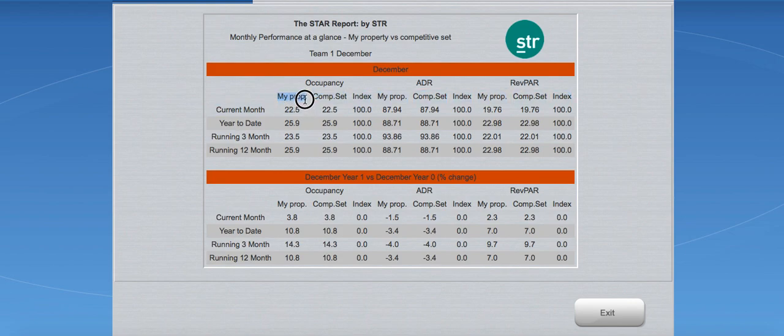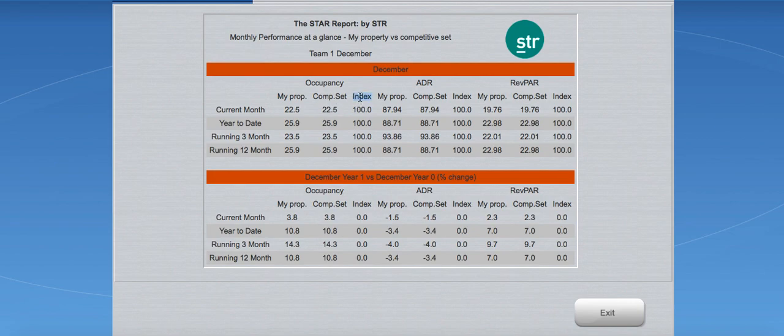So here we can look. The first column shows us my property. Underneath we can see current month, year to date, and then the running 3 and the running 12 month. The second column then shows us an average of our competitors. So what's the average of our comp set? As you'll see at the moment, the two numbers are the same. This exercise has not started yet. As soon as the exercise has started, these numbers will start to change.